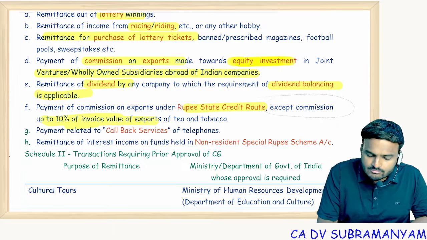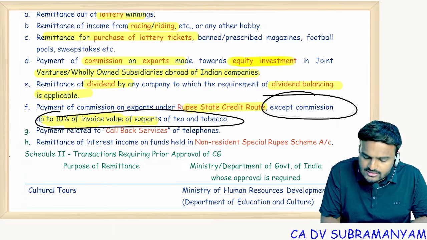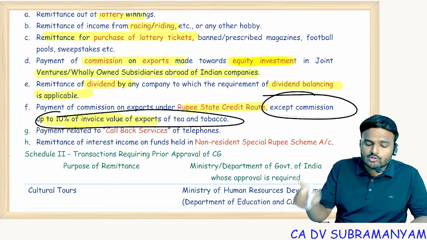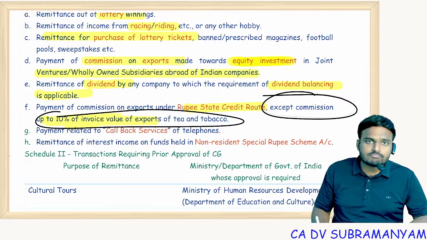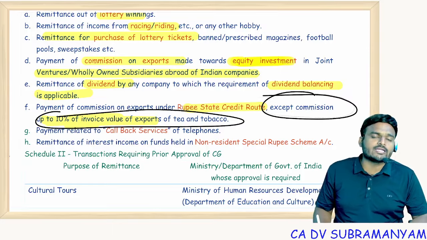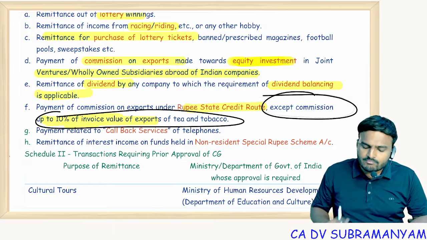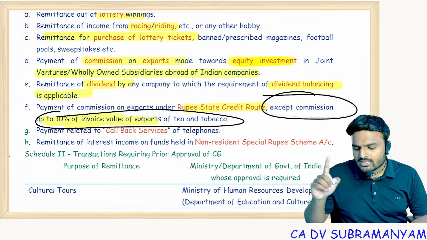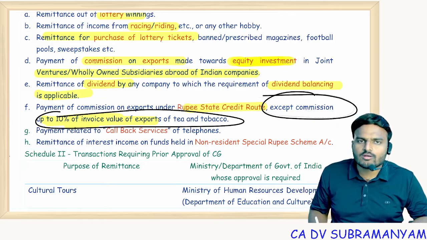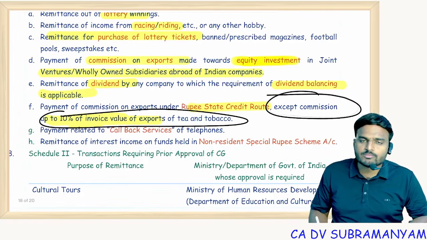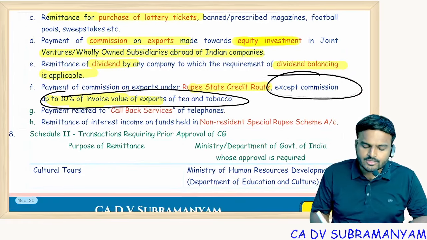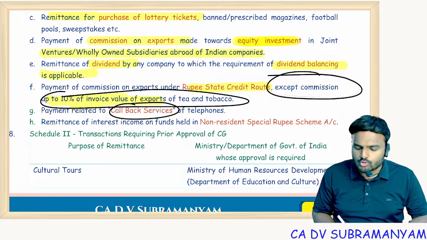Exception means what? This is allowed. Except tea and tobacco exports up to 10% of invoice value, withdrawal of foreign currency is allowed. Apart from tea and tobacco, for others which come under the rupee state credit route, withdrawal of foreign exchange for payment of commission on exports is prohibited. Callback services payments are also prohibited.